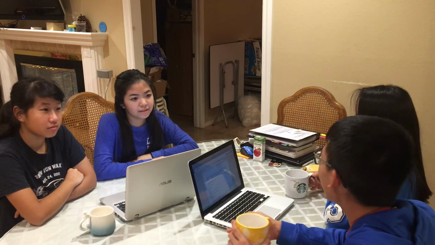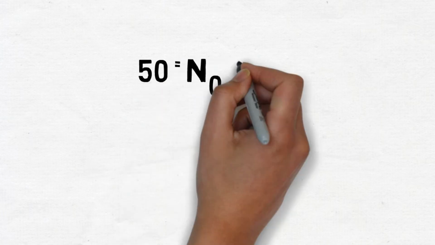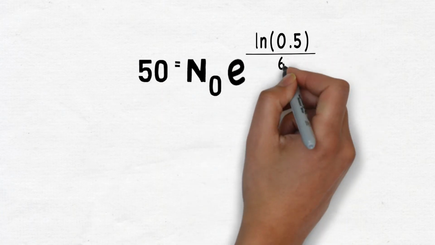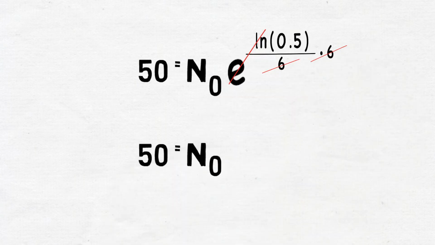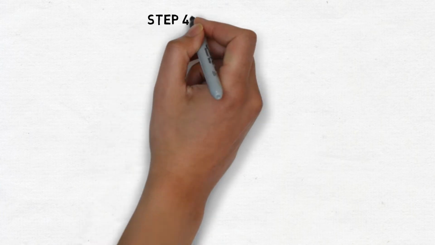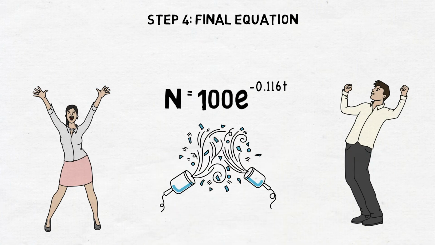Okay, but what's the initial amount? Finding the initial amount is simple. Substitute the rate into the equation from step 1. The 6's cancel out, as well as the ln and e, leaving 50 over 1/2. After dividing, the initial amount equals 100. So, the formula for the decay of caffeine is 100 e to the power of negative 0.116 times t.